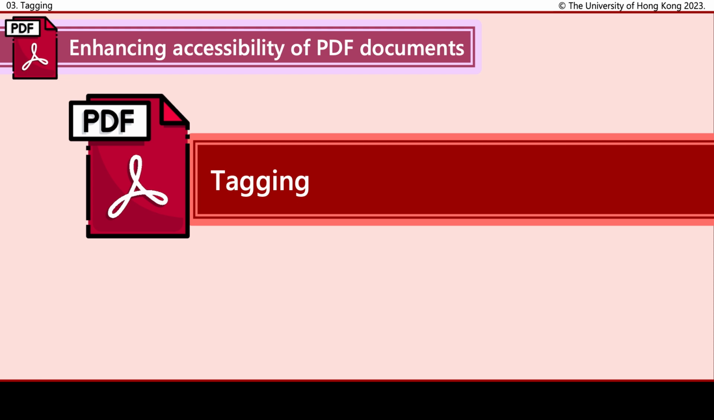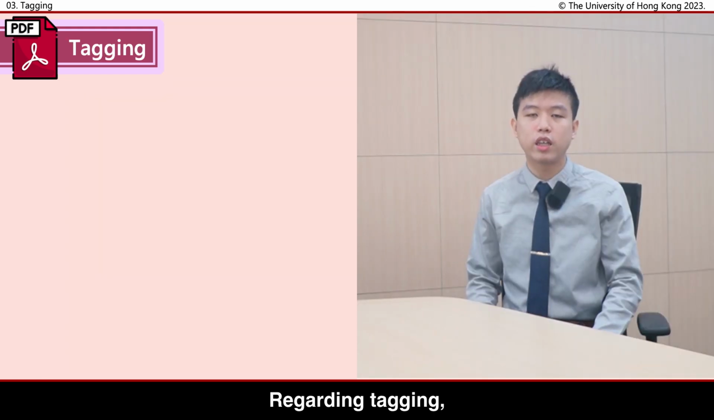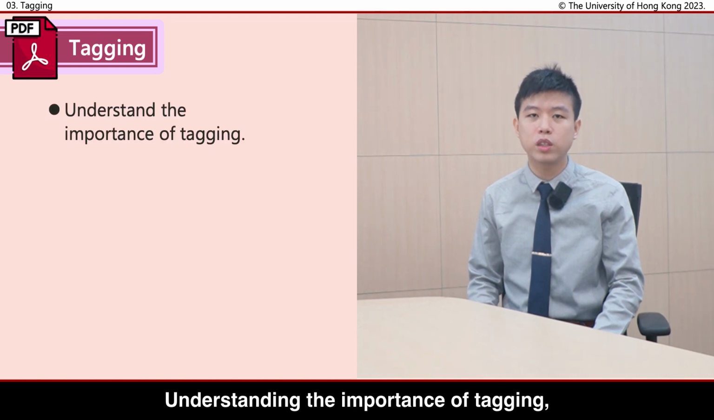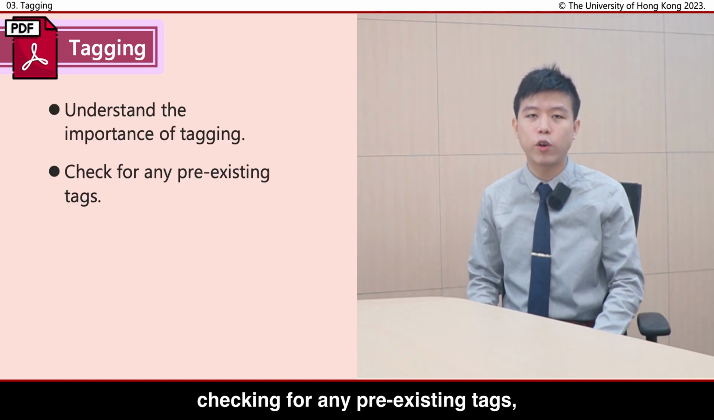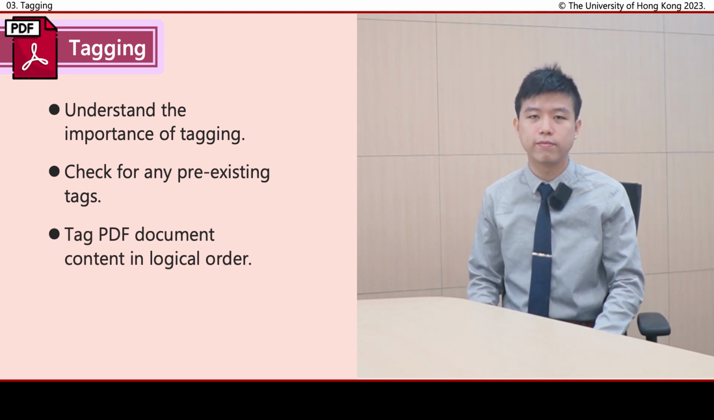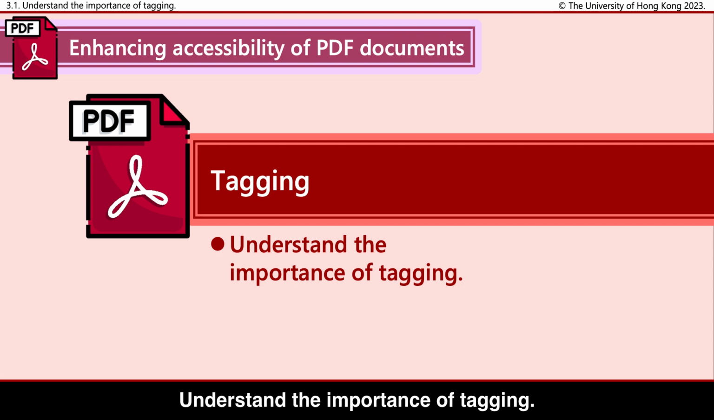Tagging. Regarding tagging, we would need to be aware of 3 things: understanding the importance of tagging, checking for any pre-existing tags, and tagging PDF document content in logical order. Understand the importance of tagging.